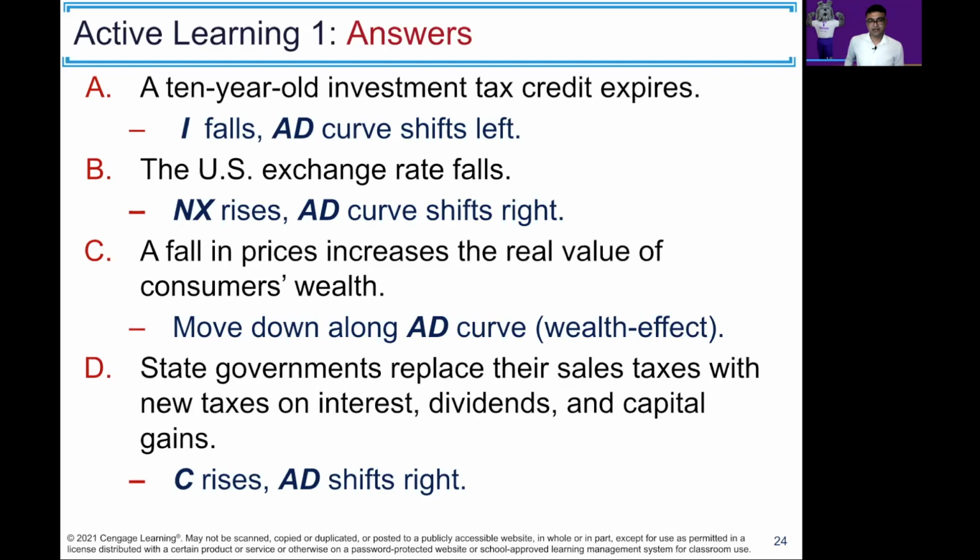And then the third one, a fall in prices increases the real value of consumer wealth. So it's a wealth effect. We know that because of that, we move down along the aggregate demand curve. Whatever price changes, we know it's a movement along the demand curve. The last one is your state government replaces their sales taxes with new taxes on interest, dividends, and capital gains. So here people will have higher consumption, so the aggregate demand curve shifts to the right.